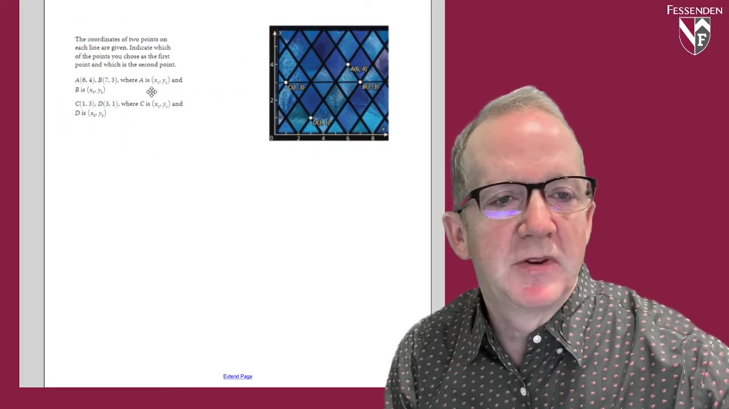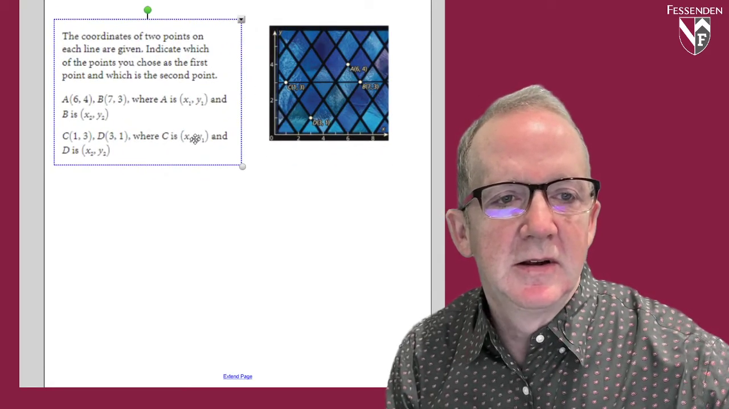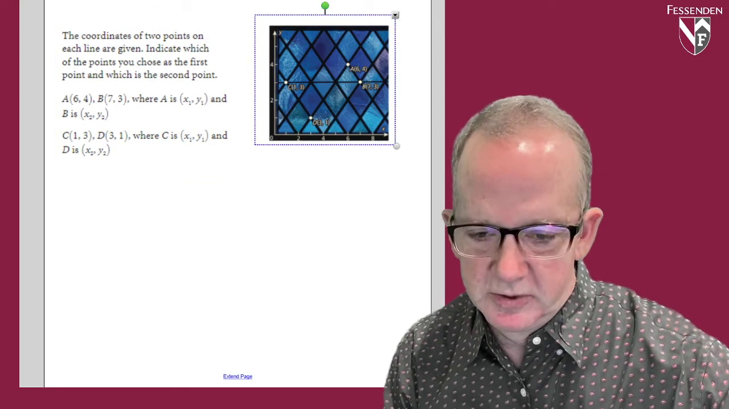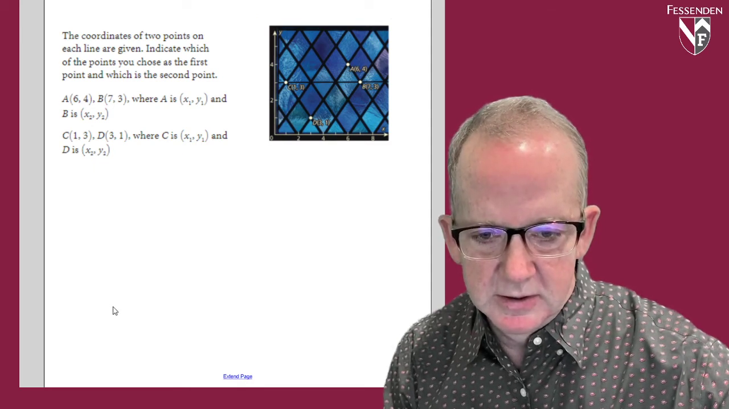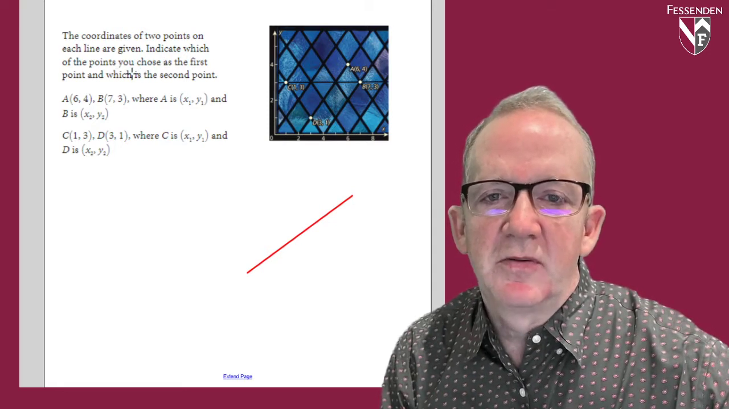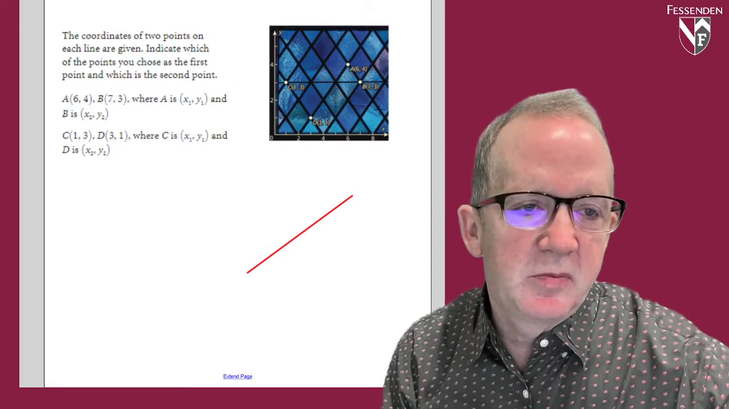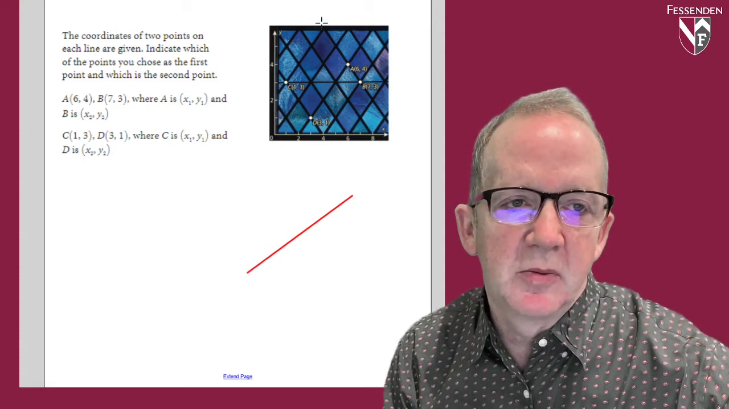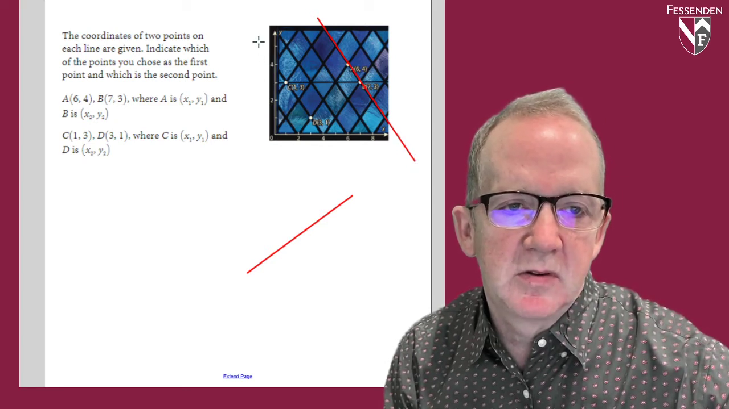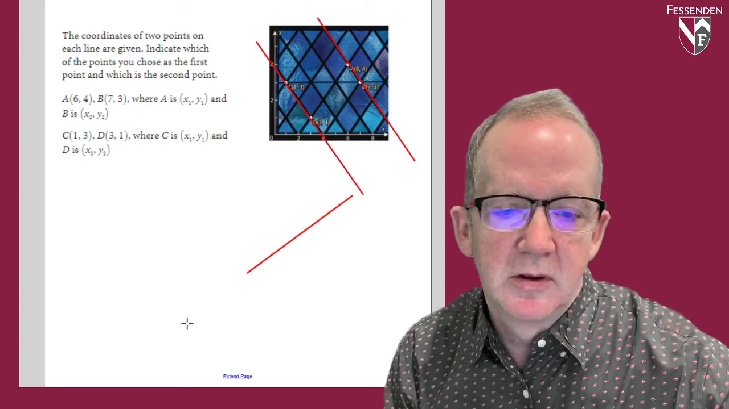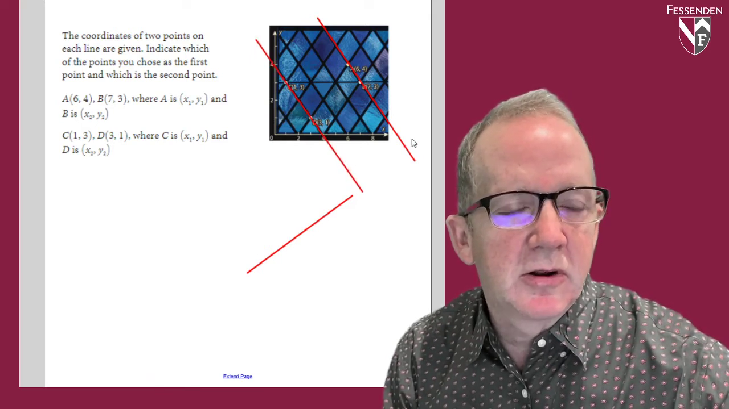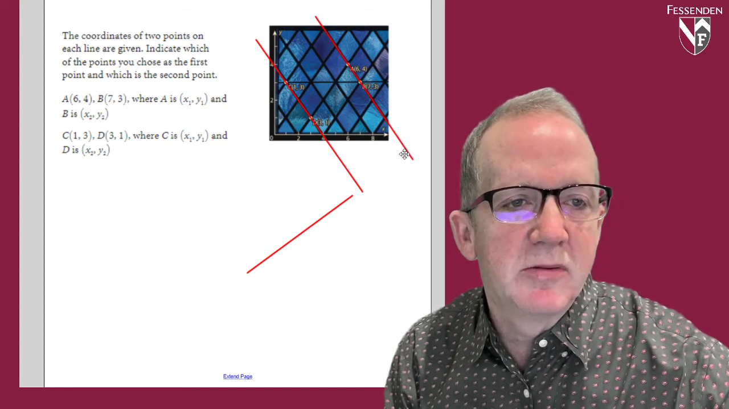This book will always look for things where we can test it and see. And what they're asking us to do here is to check the slope. Let me get a red line so it stands out on this diagram. Indicate which of the points you choose as the first point and which is the second. They've put this on a graph, and they want us to look at the slope of AB, which is going to be this one, and compare it to CD. While they look like they're close or might be parallel, let's go ahead and do the math on it.